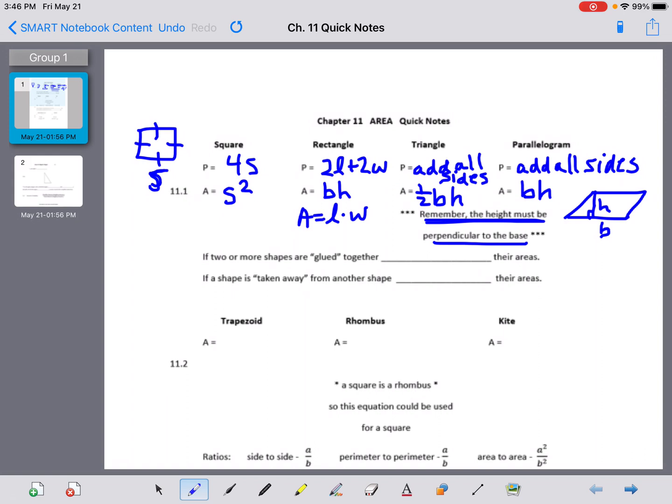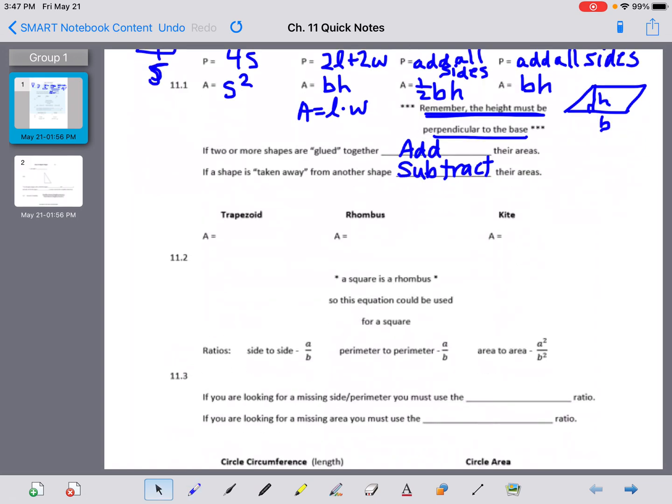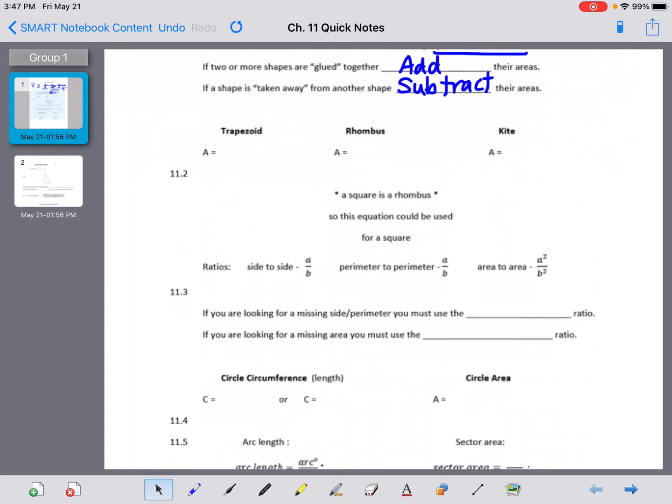Also in 11.1, we talked about if 2 or more shapes are glued together, you're going to add their areas. And if a shape is taken away from another shape, you're going to subtract their areas. Okay, so that kind of covers everything from 11.1. A lot of formulas. We practiced how to use them.